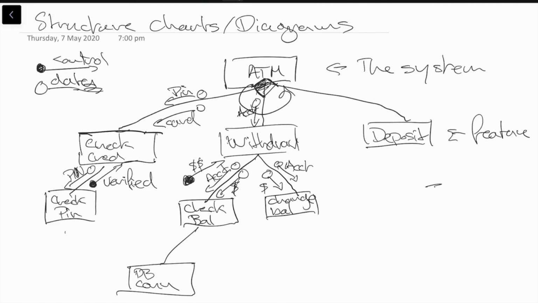This level here is where the actual modules are. This is the code level. So we can think of all of the boxes in this section here as being the modules that we're actually going to write, which then implement, say, for example, a check credential class or a withdrawal class.